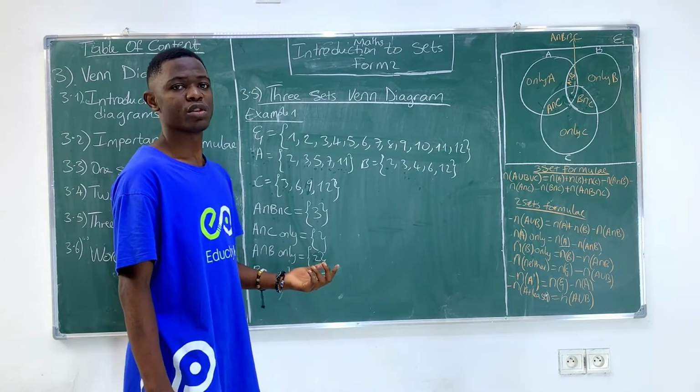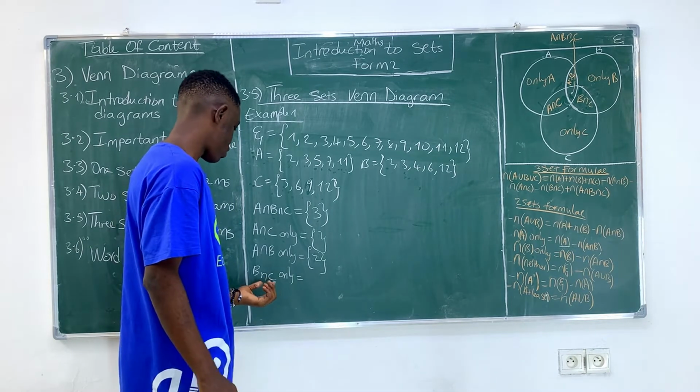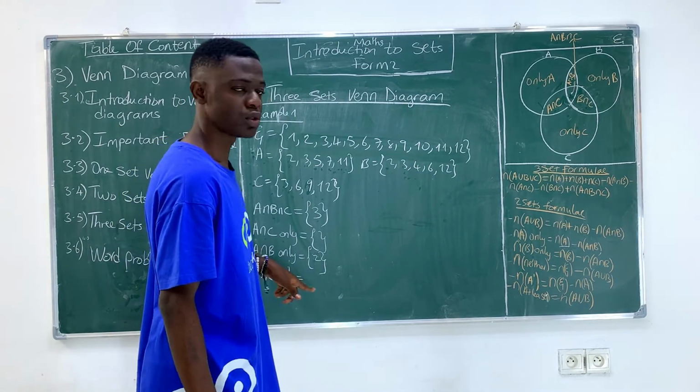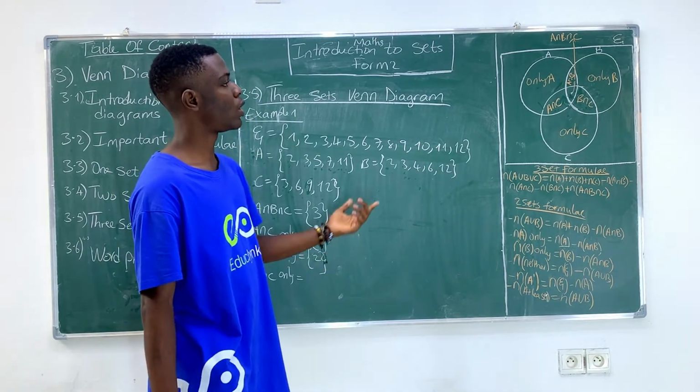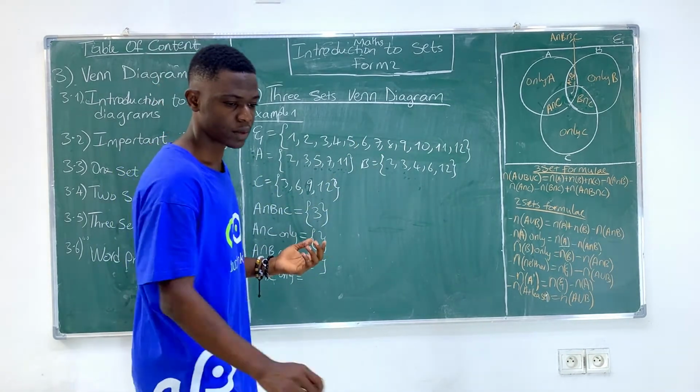For all of these things, you can also use the formula method. Normally, let's try and find A intersection B using the formula method, because all we have done here is using our logical thinking and we had it. Let's use the formula and see if we are going to have the same thing.